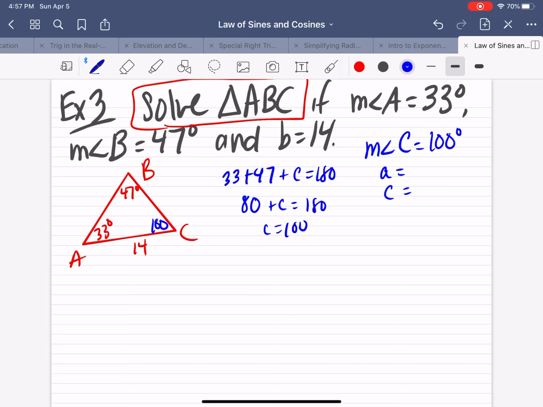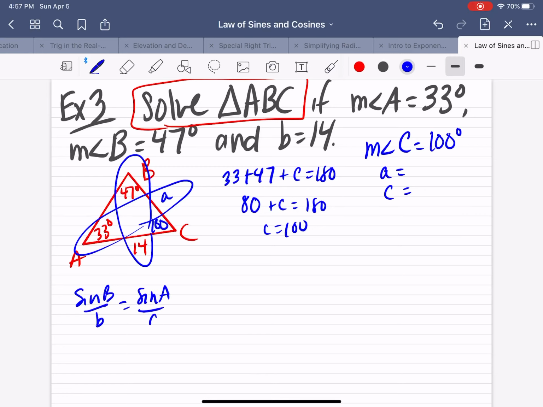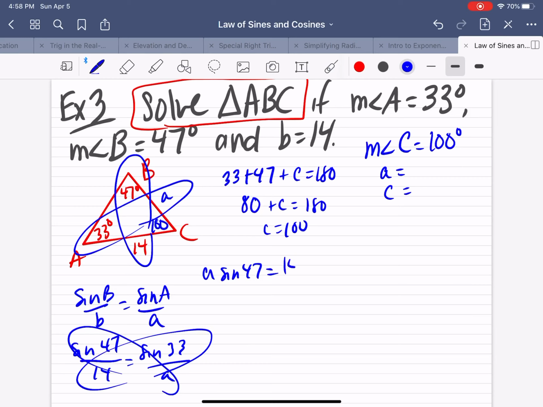So now we have to find the measure of side a and side c. Since we are given angle B and side b, and we're trying to find, let's say, side a first, let's use those two ratios using the law of sines to solve for side a. So sine of B over side b is equal to sine of angle A over side a. If I plug in, I get the following. Cross multiply. To solve for a, you divide both sides by sine of 47.